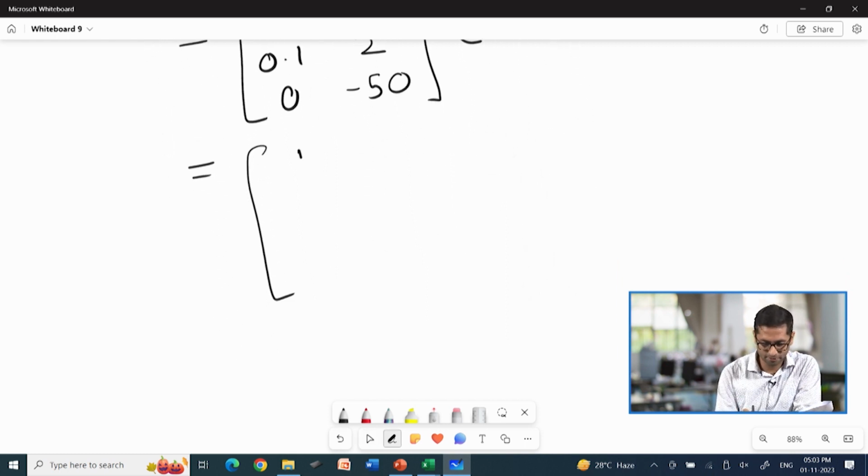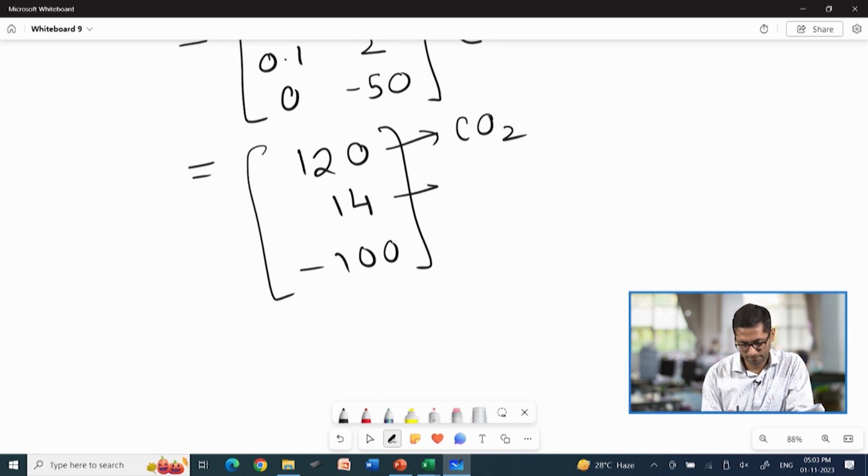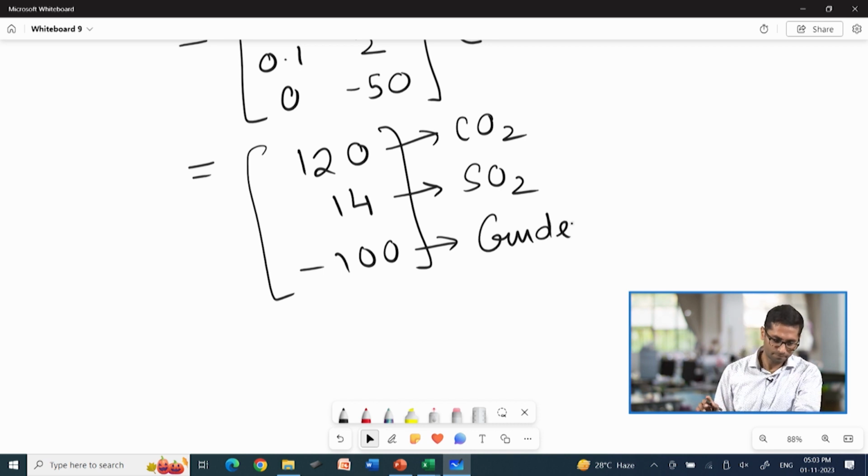emissions, which come out in terms of 120 kg of CO2, 14 kg of SO2, and minus 100 liters of the crude. And this is something that we have also calculated analytically. So this is basically the CO2, the SO2, and the crude that is getting produced.